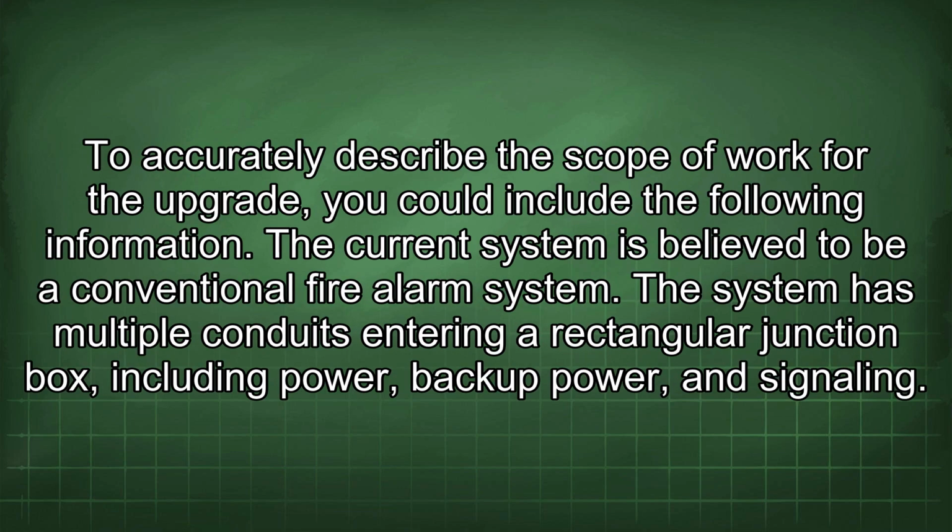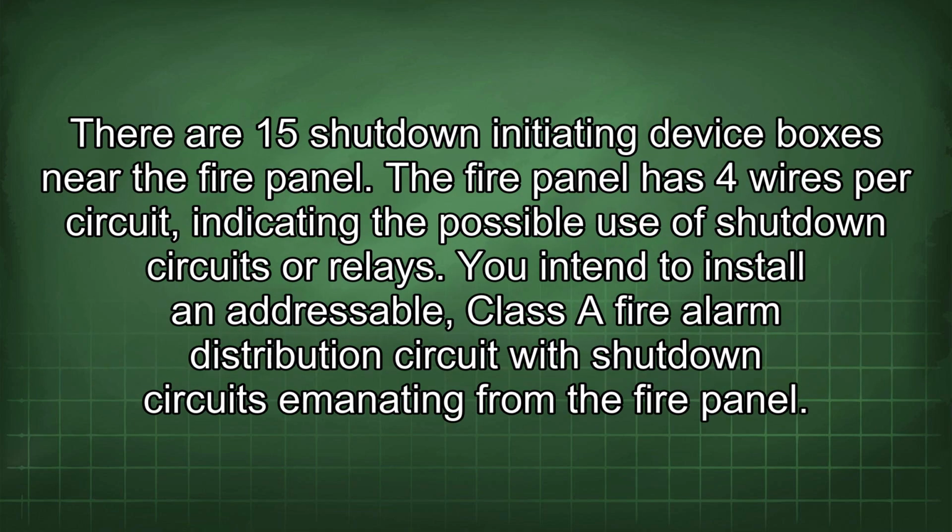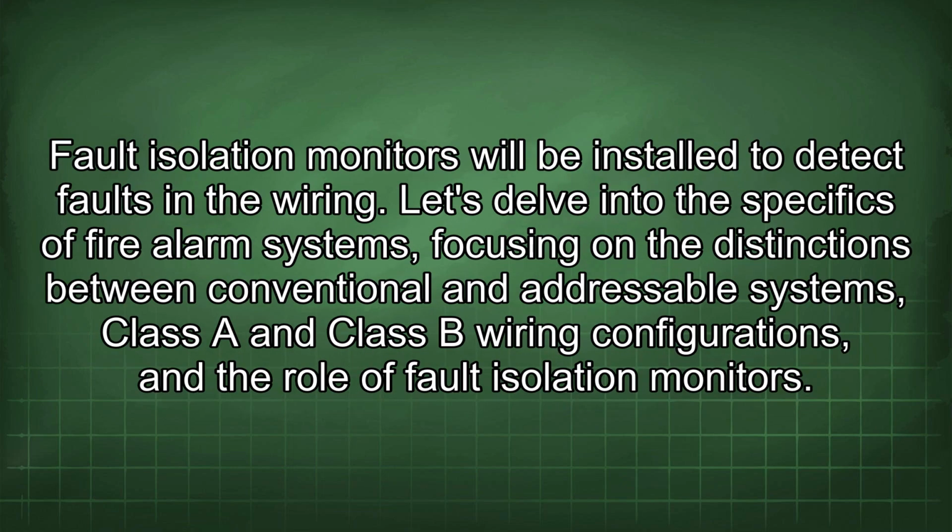To accurately describe the scope of work for the upgrade, you could include the following information. The current system is believed to be a conventional fire alarm system. The system has multiple conduits entering a rectangular junction box, including power, backup power, and signaling. There are 15 shutdown initiating device boxes near the fire panel. The fire panel has 4 wires per circuit, indicating the possible use of shutdown circuits or relays. You intend to install an addressable Class A fire alarm distribution circuit with shutdown circuits emanating from the fire panel. Fault isolation monitors will be installed to detect faults in the wiring.